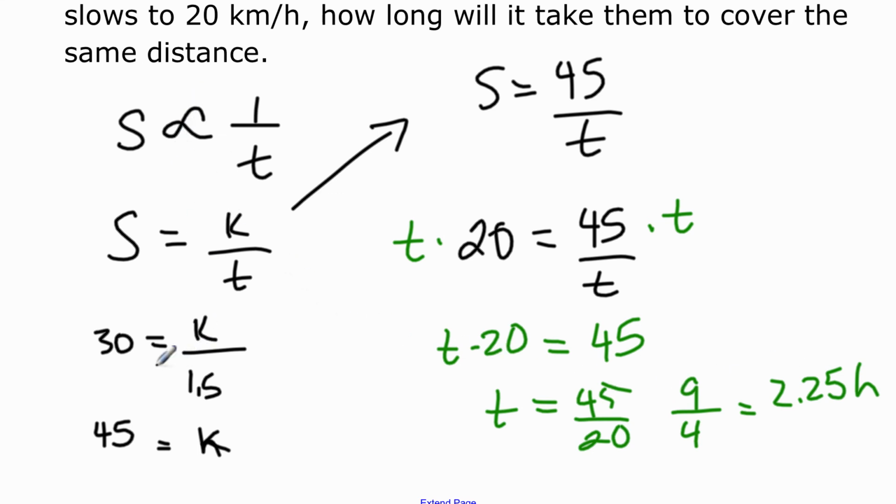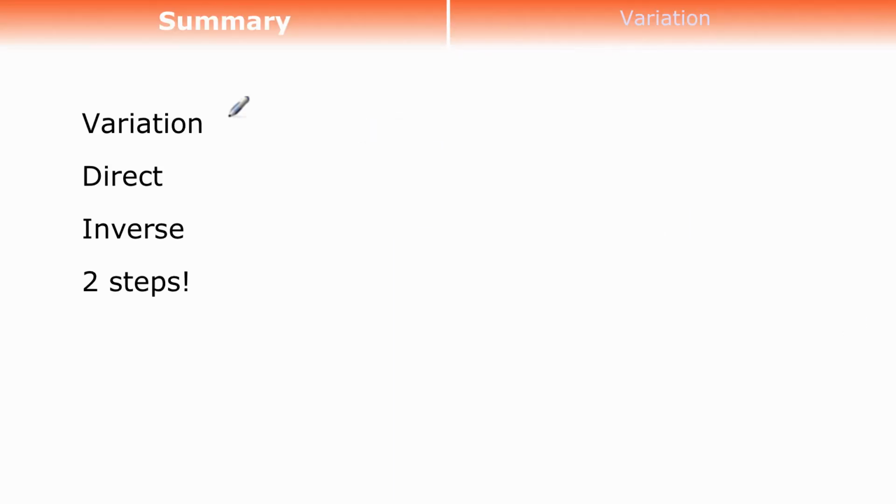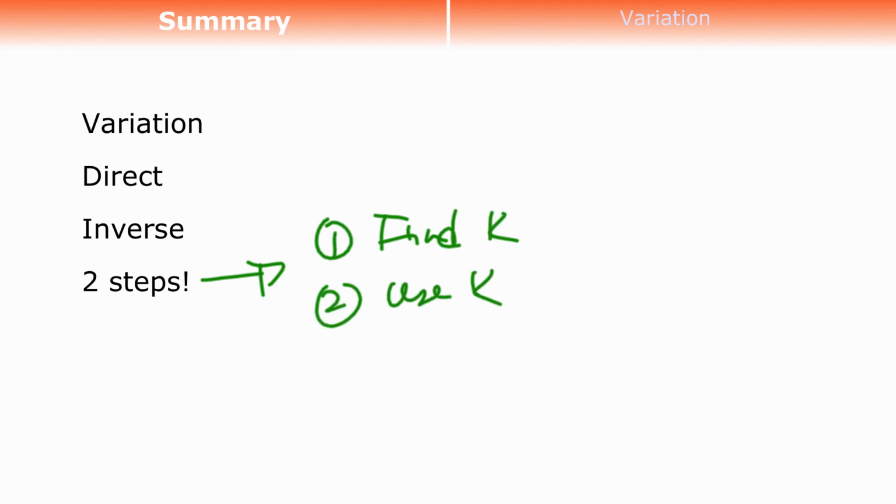So in the first case, it took 1.5 hours to cover it. And now if I'm going slower, it's taking more time to cover that same distance. Okay, so it makes sense, that inverse proportion. So in this video, we have looked at variation. We've looked at direct variation, and we've looked at inverse variation. And I've shown you 4 or 5 examples where you use 2 steps. First, find K, and then in the second, use K to solve the next question. Hopefully that helps. Try some questions.